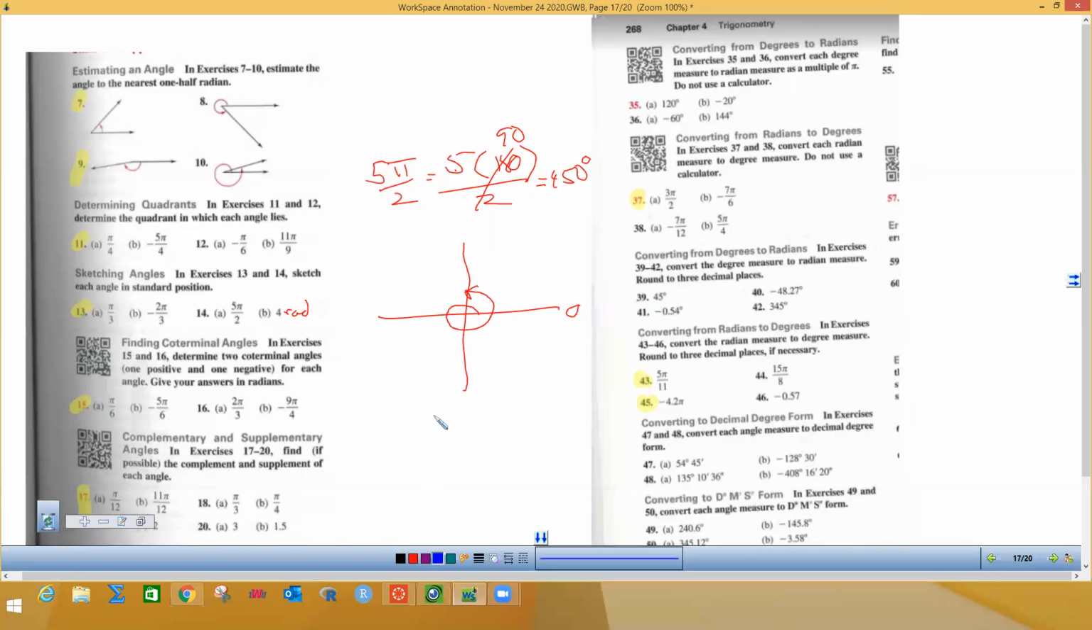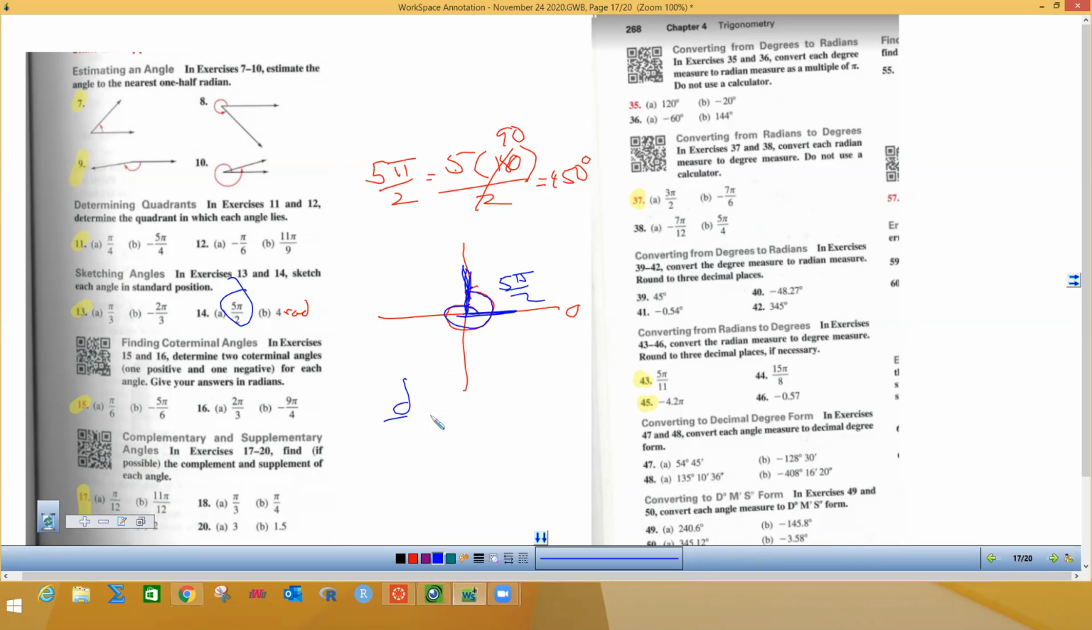I probably should have drawn a different color. So we're supposed to start here, and we go all the way around and get back to the y-axis right there. And there's my terminal side. And then I would call this 5 pi over 2, because when they give us radians, we're supposed to name these in radians.